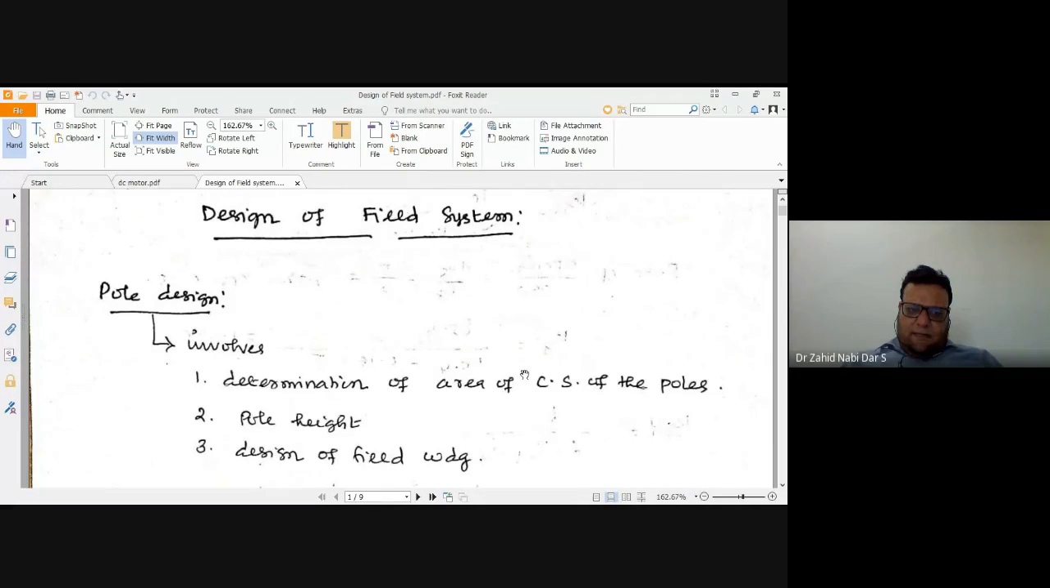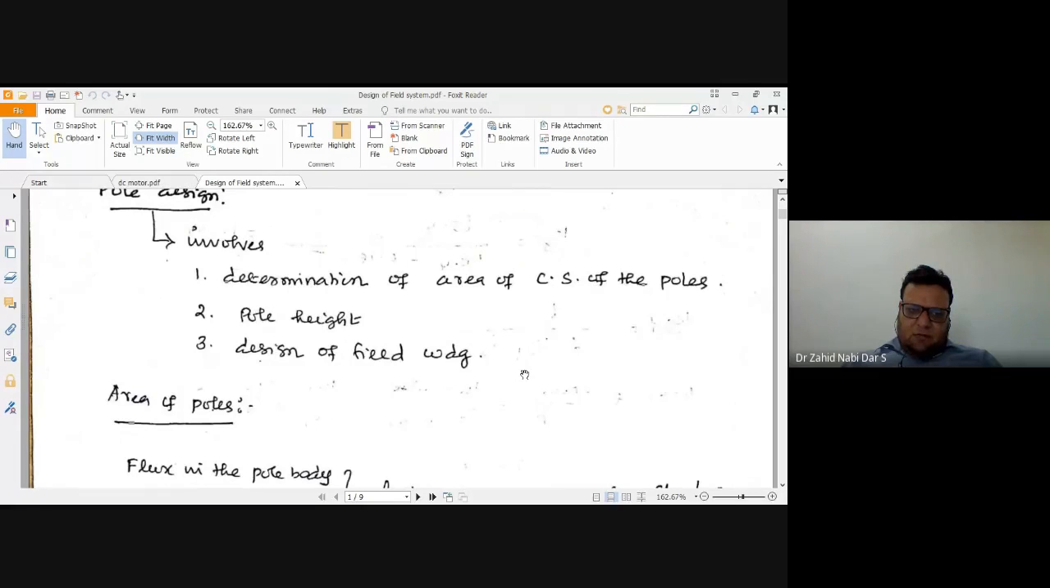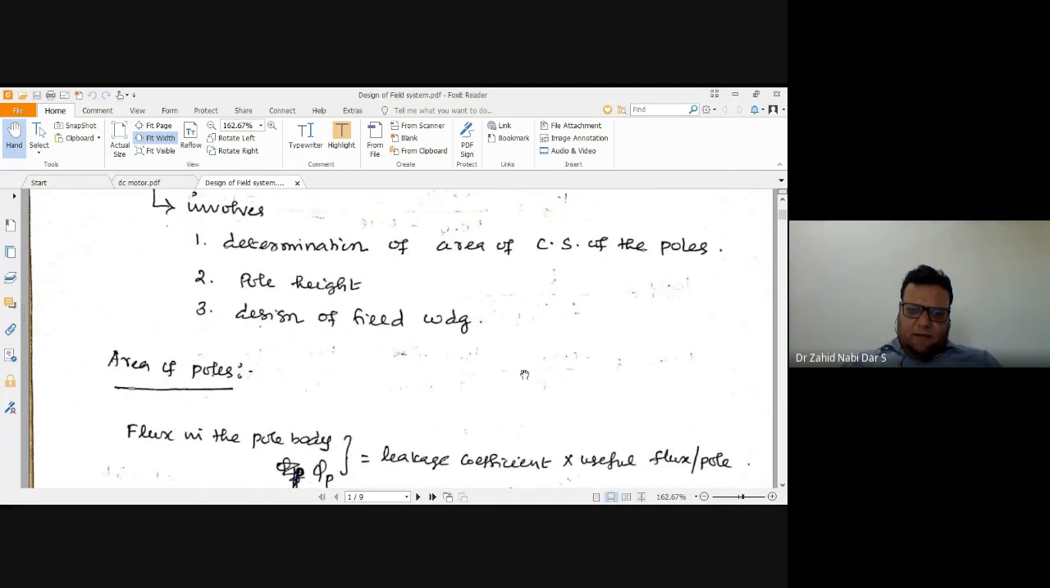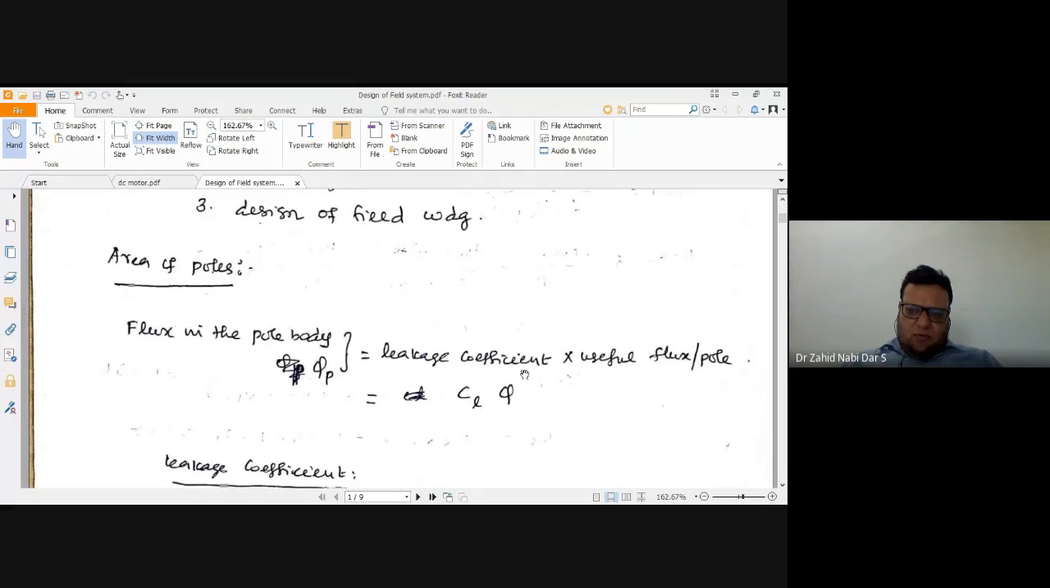So now we are interested to know the pole design and how it involves. So first of all, how to design the poles. In the previous class also we have seen, the area of the poles depends upon the cross section, pole height and design of field winding. The area of the pole depends upon the leakage coefficient into useful flux per pole, which we have seen.